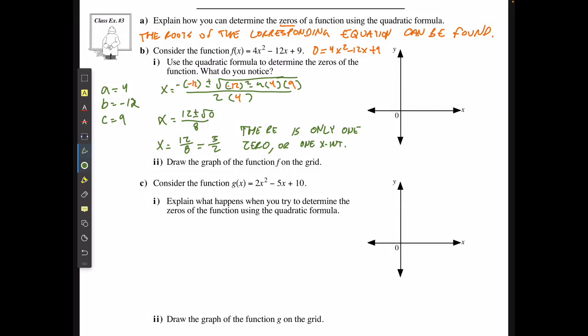When I graph this function on the grid, then we can see that it's going to come down, touch the x-intercept at one point, and then shoot back up. And this is going to occur at the point of 3 over 2 and 0, which matches the information that I have.